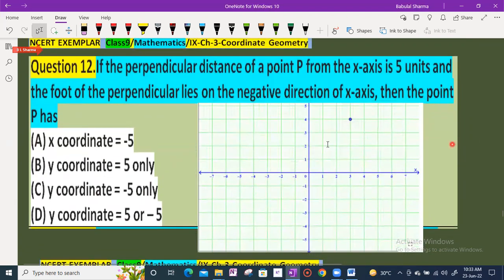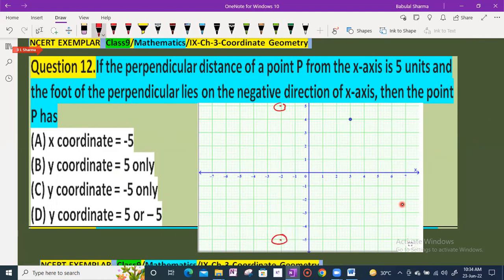See, the distance of point P from x is -5. See, this is our x-axis. ये x-axis है और इससे distance 5 unit है, तो I can mark the point here. This is 5 unit. This distance is 5 unit. Here to here is 5 unit. And this distance is also 5 unit.